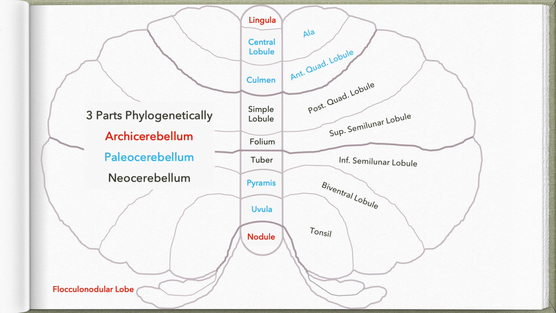So phylogenetically, cerebellum is divided into 3 parts. The oldest part of the cerebellum, known as archicerebellum, includes lingula and flocculonodular lobe, marked in red color here. The next one to evolve in the course of evolution was the paleocerebellum, which includes the central lobule, culmen, and its 2 adjacent wings in the anterior lobe, and pyramis and uvula in the posterior lobe along the vermis, no adjacent parts in the hemispheres.